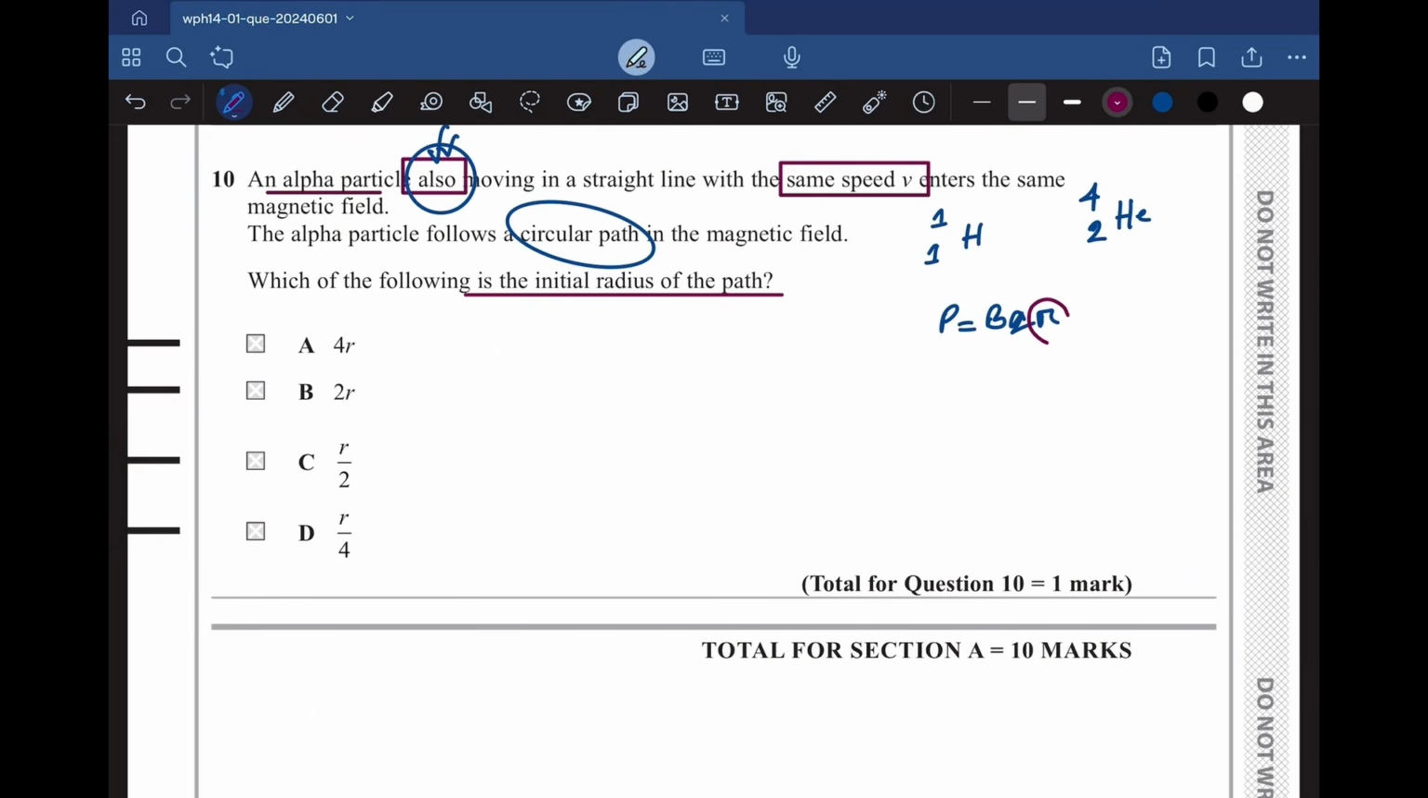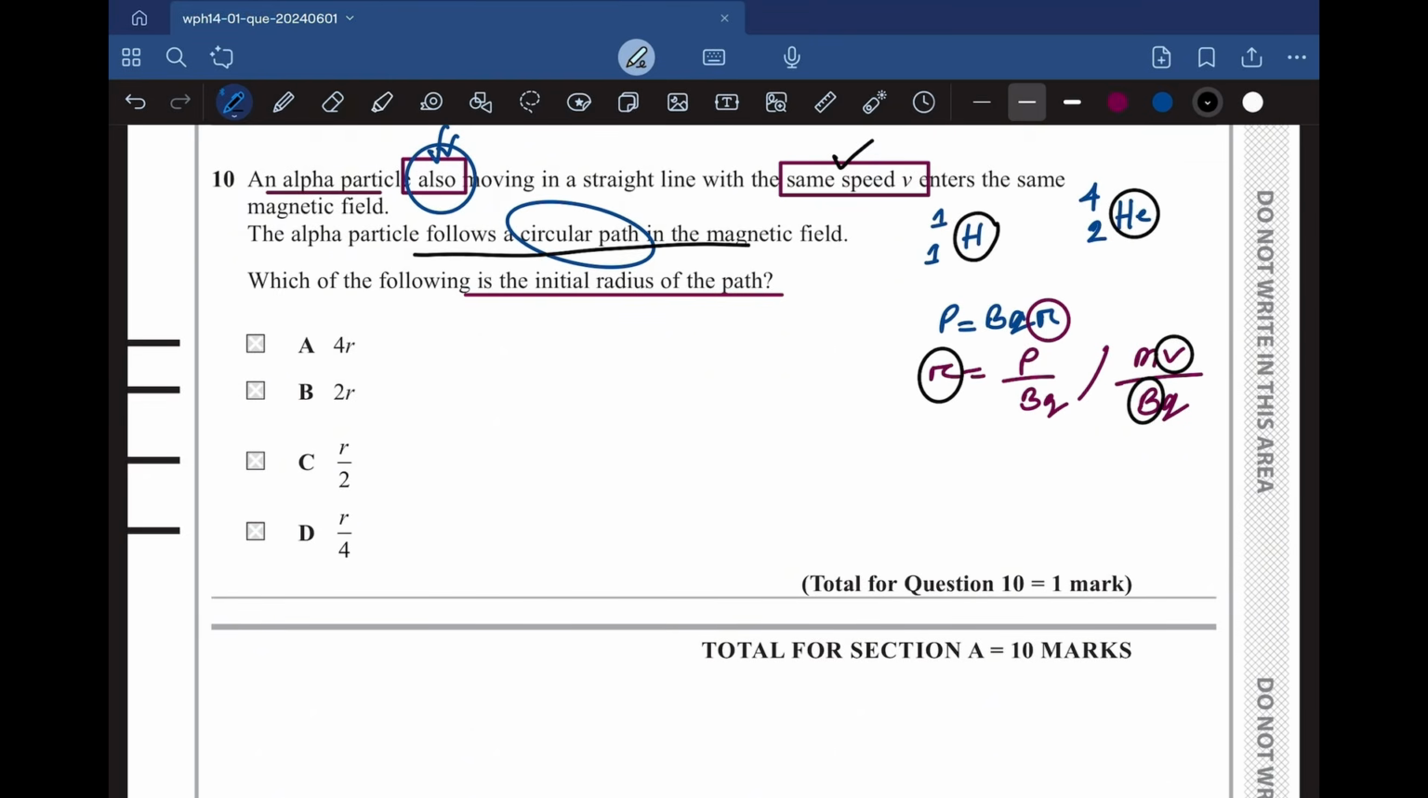And they have asked us to compare the radius. So radius is equal to P by BQ, which can also be written as MV by BQ, right? All right. So now they have said about the initial radius. So the radius is something on which we will have to work. They have said the same speed. So basically the hydrogen and the helium both have the same speed, so we can eliminate this one. This is not that important right here. And this B represents the magnetic field, and the magnetic field is also the same because both of them are moving in the same magnetic field. So we don't need to take this into consideration.